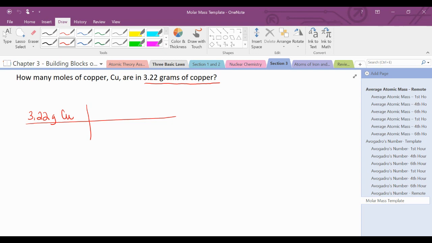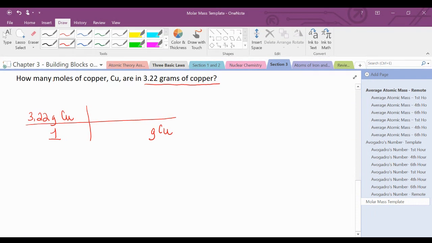So I have my dimensional setup, so we have just one conversion factor. I'm going to put my given over 1, or you can leave that box blank. The choice is yours. We want grams of copper to cancel, so that's going to go on the bottom here. And we're looking for the moles of copper, so that's what's going to go on the top here.